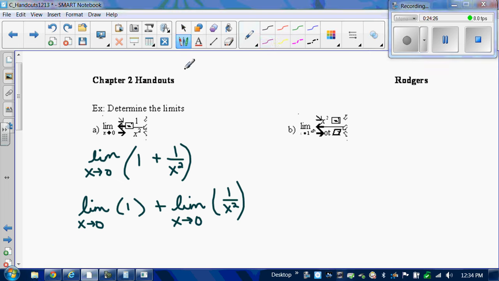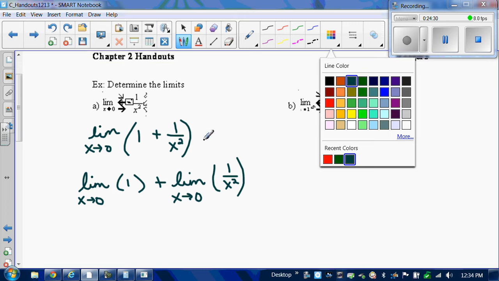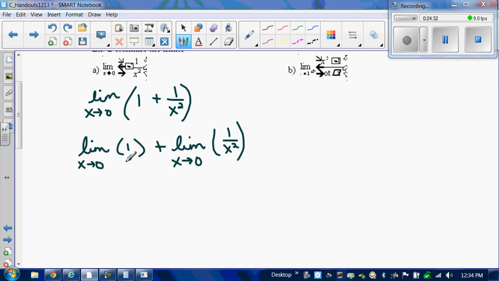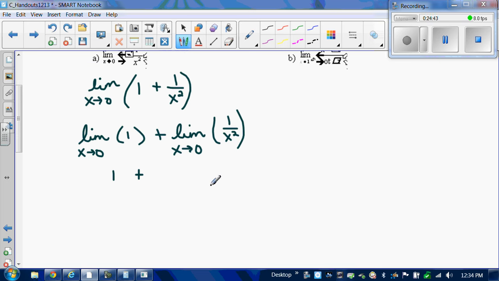Okay, so now we know that this is 1, because this is just a continuous function. Plug it in, you still get 1. Now plug in 0 here. That's not a continuous function, so we're going to have to think about the picture of it. And if you think about it, as x gets closer and closer to 0, you're going to get infinity. Okay, so that's infinity.